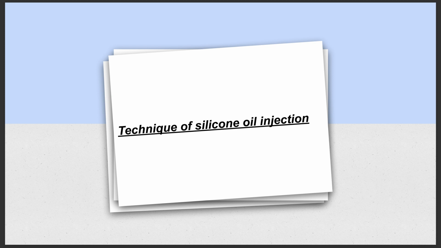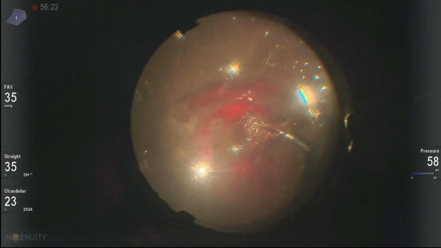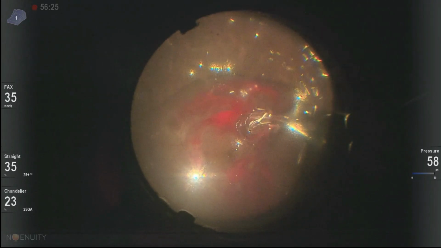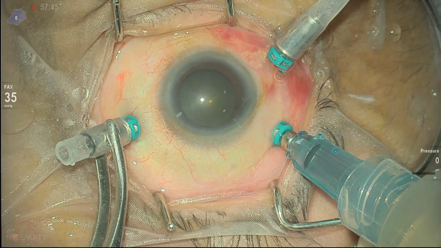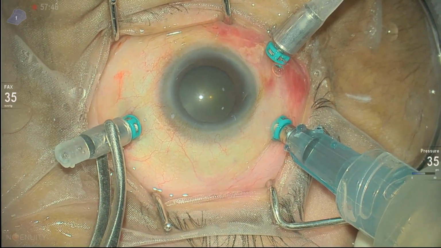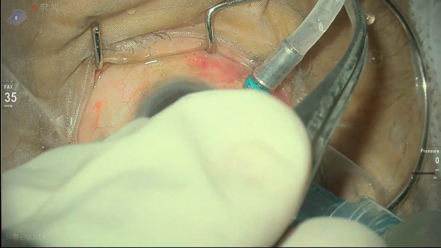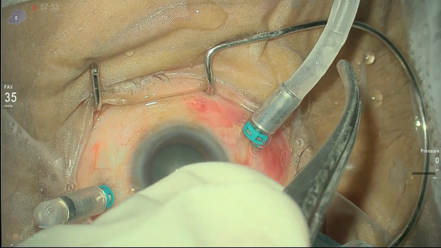Coming to the technique of silicone oil injection. After finishing the vitreoretinal surgery, we provide the silicone oil injection through 3 pars plana ports. One is connected to the inferior infusion cannula, one is connected to the vent, and one is connected to the silicone oil injector.